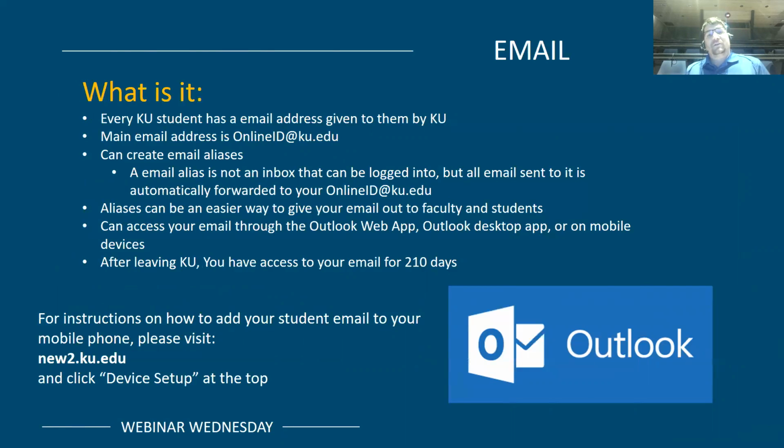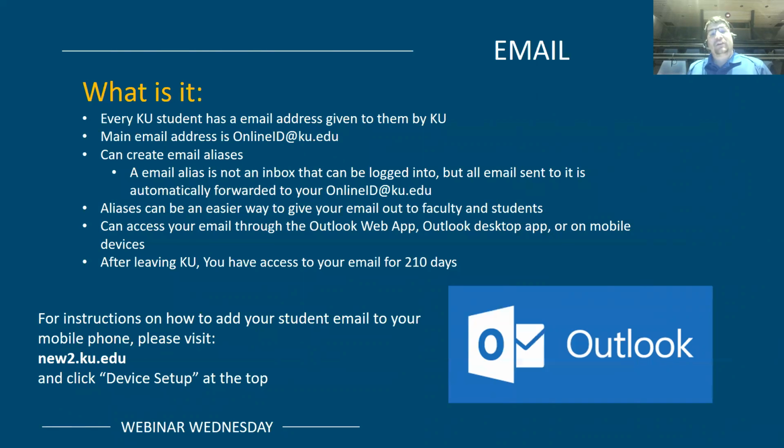Your student email is something that is very, very important, and it should be checked often. Every student has a KU email address that is given to them by KUIT. Your main email address is your online ID at ku.edu. So for me, it looks like E162D602 at ku.edu.